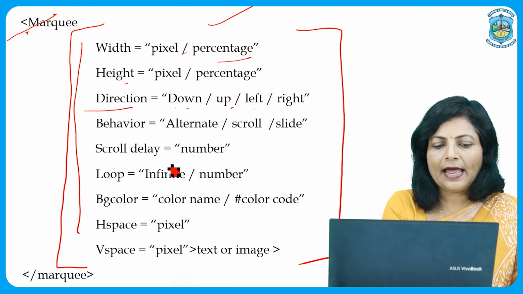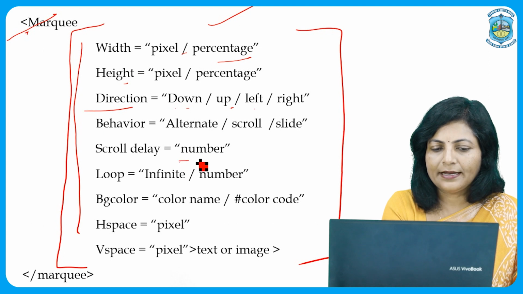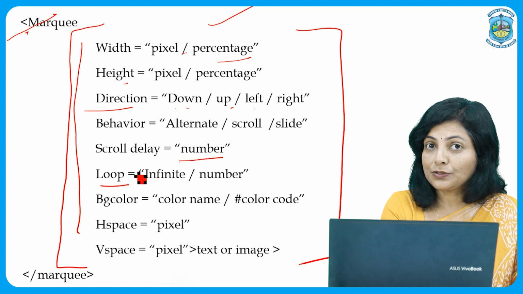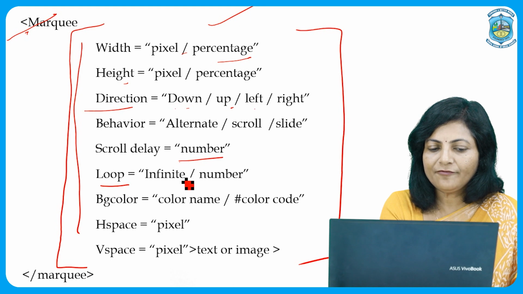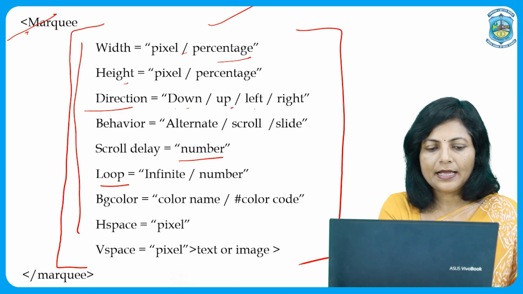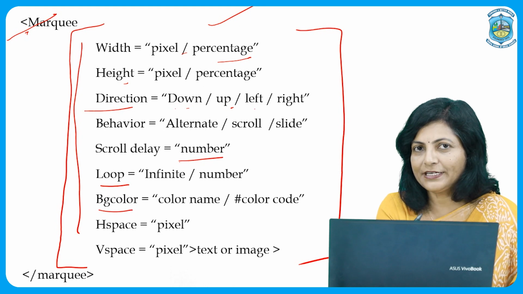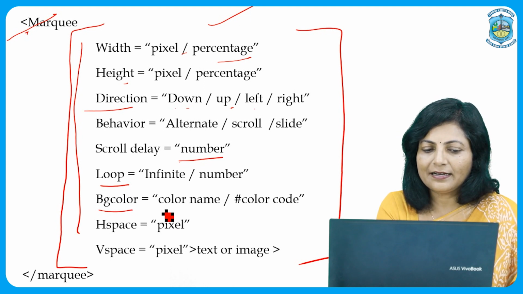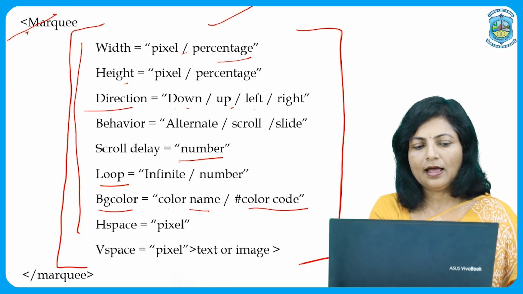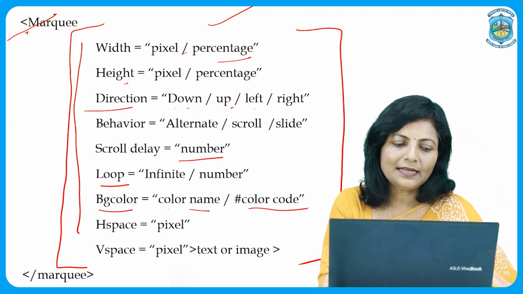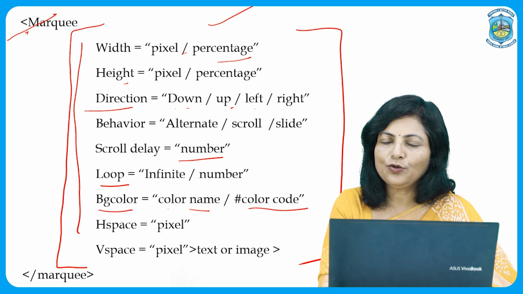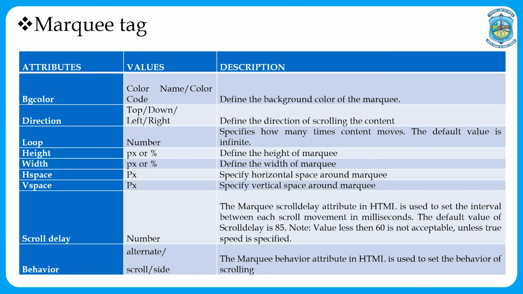Then scroll delay has the value in number. Then loop can have two values, either infinite or a number. Then BG color, as we have already used with the body tag, you have to give either color name or color code. Then you have H space and V space, the value can be given in pixel. Let us see this in detail.